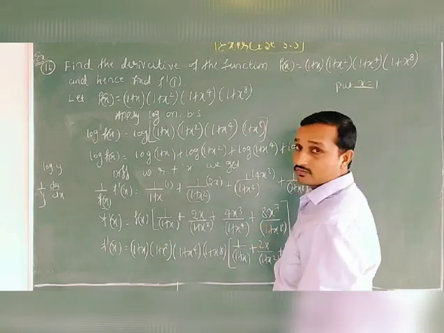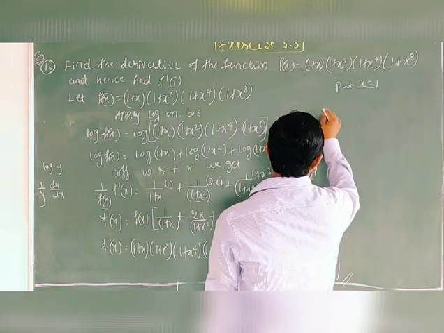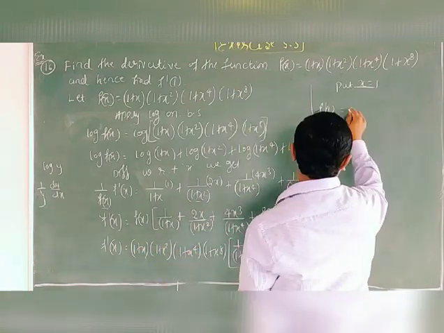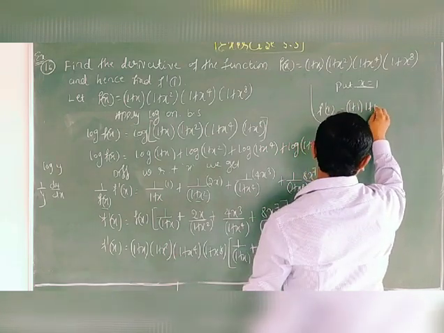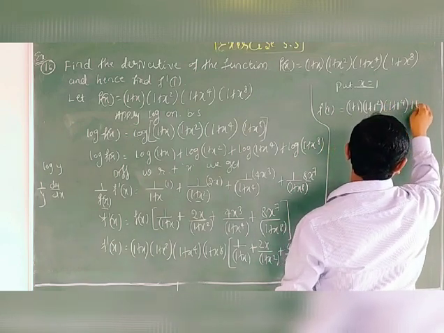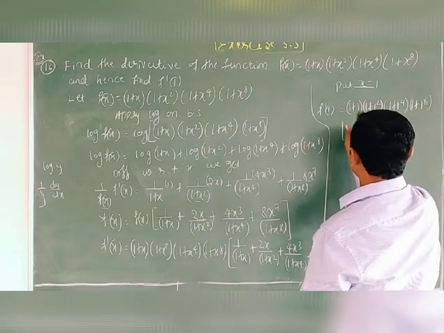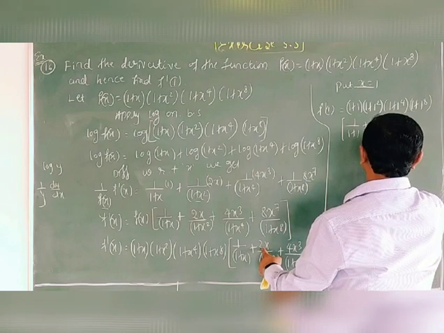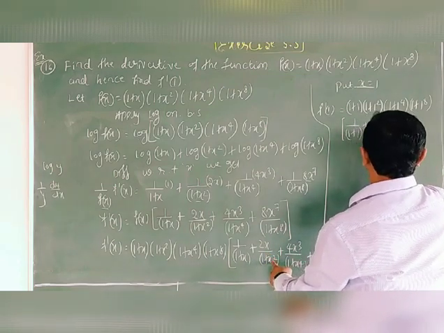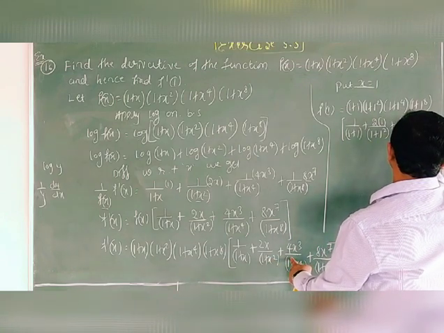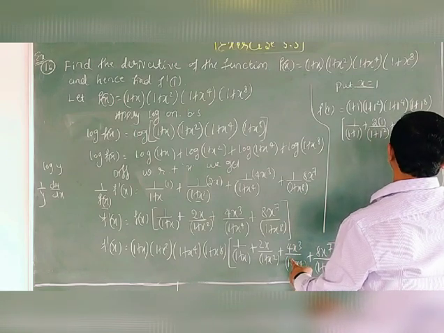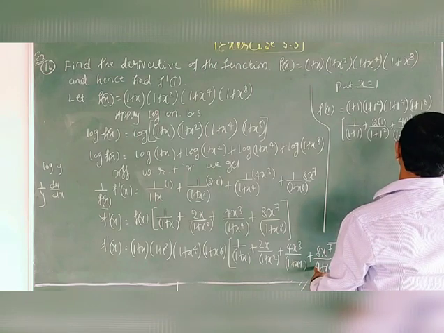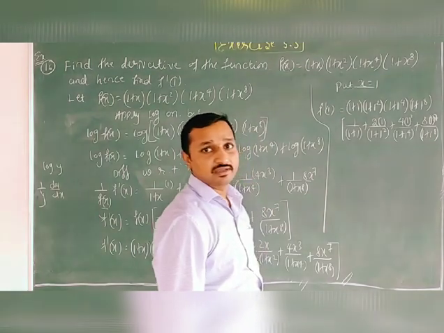Put x equal to 1, then we find f dash of 1. Instead of x, we put 1. So f dash of 1 is equal to, in the bracket, 1 plus 1, 1 plus 1 square, 1 plus 1 raised to 4, 1 plus 1 raised to 8, the rest remaining same. 1 divided by 1 plus 1, plus 2 into 1 divided by 1 plus 1 square, plus 4 into 1 cube divided by 1 plus 1 raised to 4, plus 8 into 1 raised to 7 divided by 1 plus 1 raised to 8. No problem.